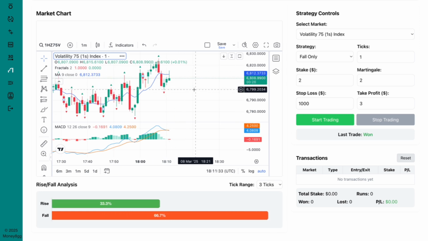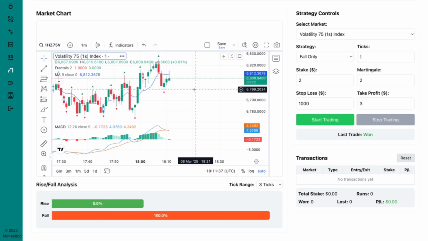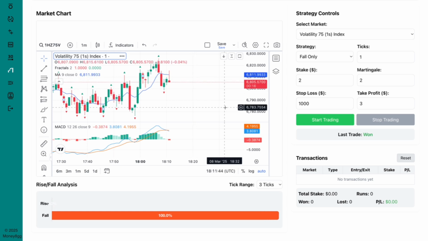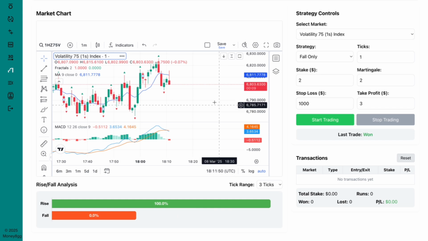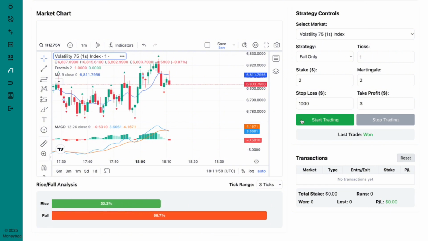Let's see. The secret with trading is just patience. Nothing else. Patience. 18 seconds. 15 seconds. Yeah, you see, the market has started going down, and this fractal here will disappear once we have a clear trend. That's it.